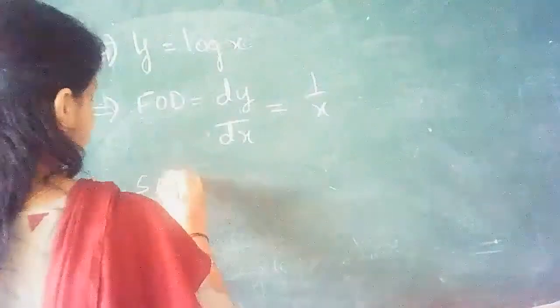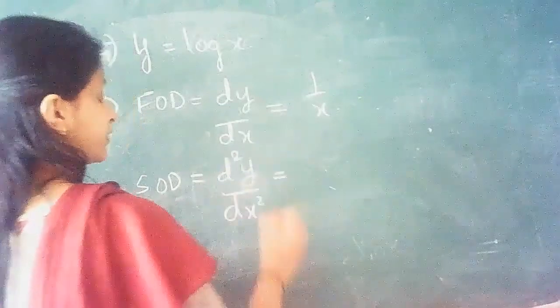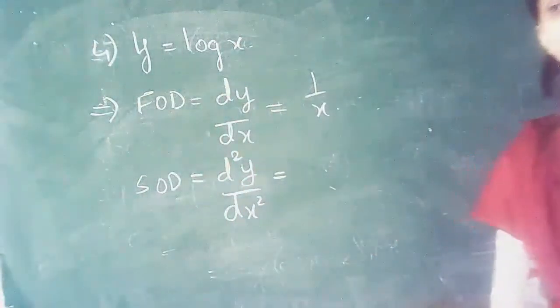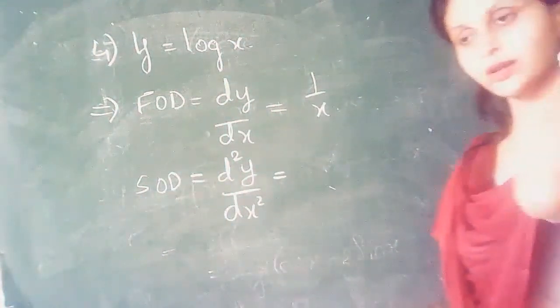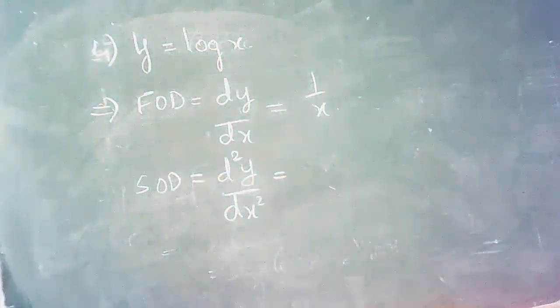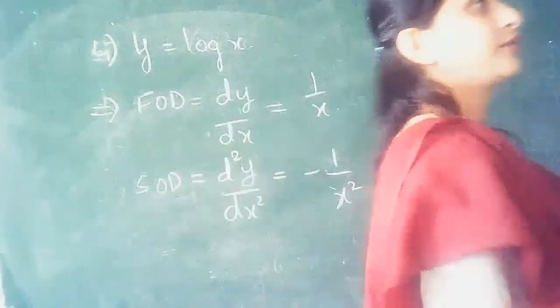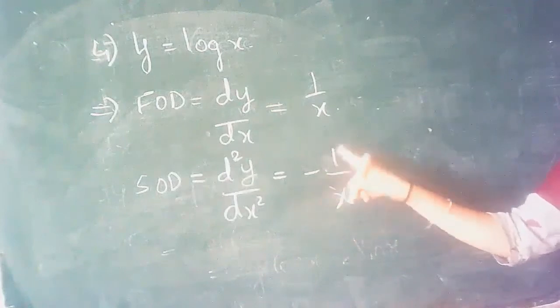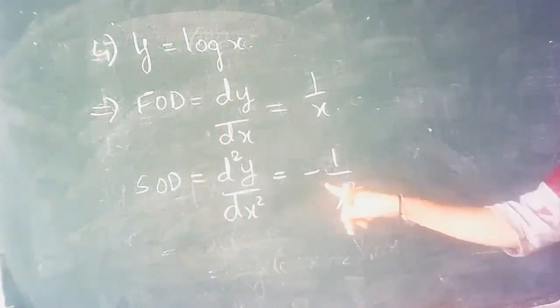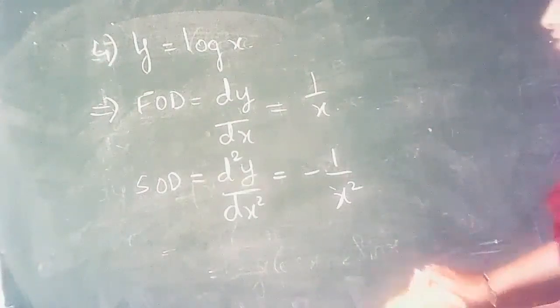Now what is the second order derivative? It is differentiating the function twice, that is, differentiating the first order derivative. What is differentiation of 1 by x? I told you it is a standard formula, and I even told you to remember the standard formula, right? Very good, Aishwarya. It is minus 1 by x square. Differentiation of 1 by x is minus 1 by x square. So that is my second order derivative. Fifth question.